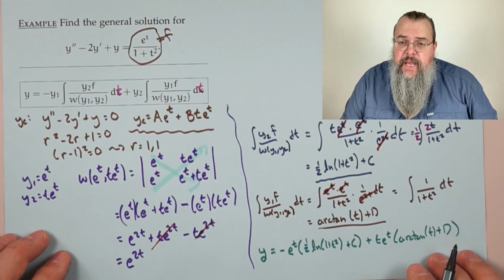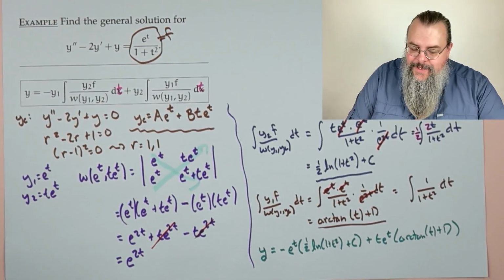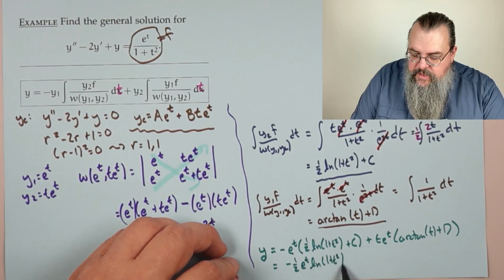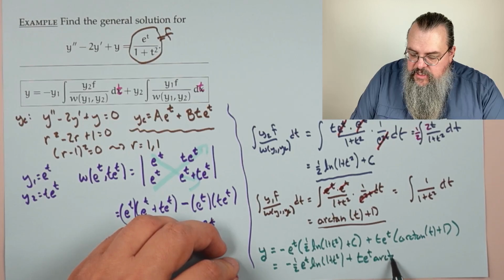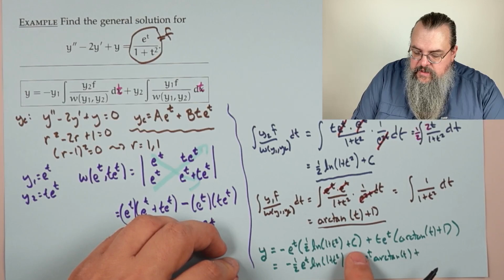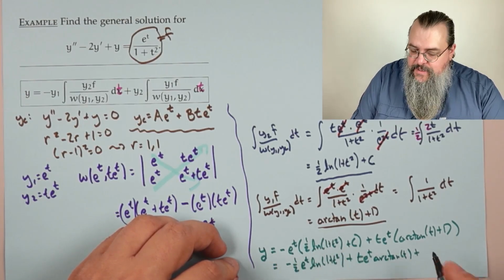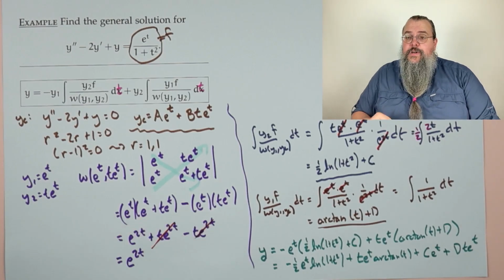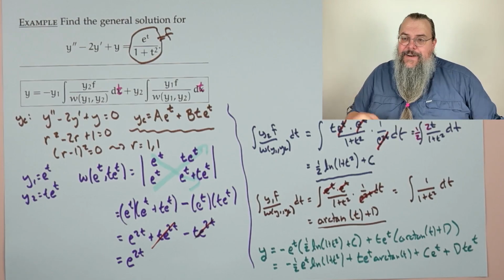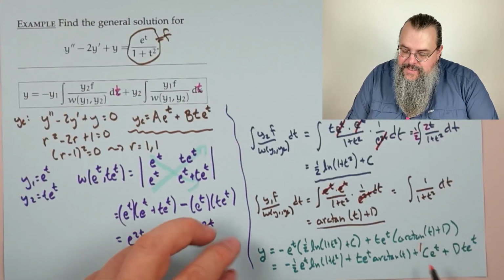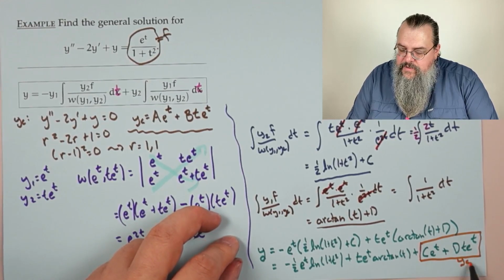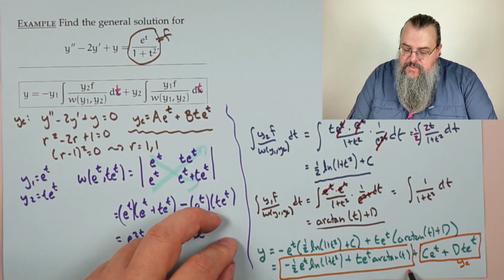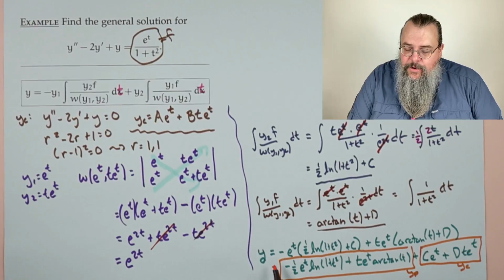Now, if we expanded this, because why not? We could. We would have the following. We would have minus 1/2 e to the t log of 1 plus t squared plus t e to the t arctangent of t plus, here I have a constant times e to the t. The minus I can just absorb into the constant. So constant e to the t. And again I have constant t e to the t. And now you might say, oh, hey, wait a second. This end part here is our yc, and the rest of this is our yp.